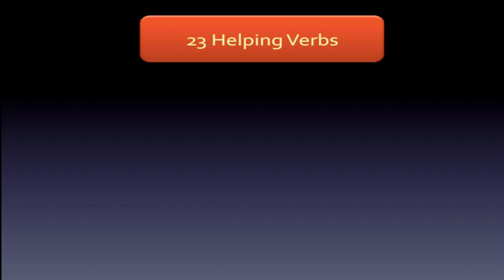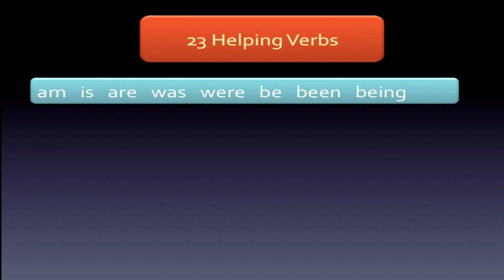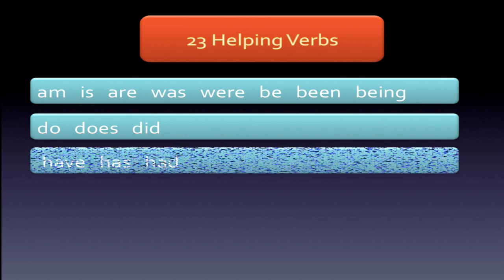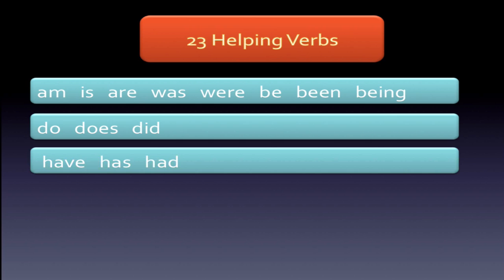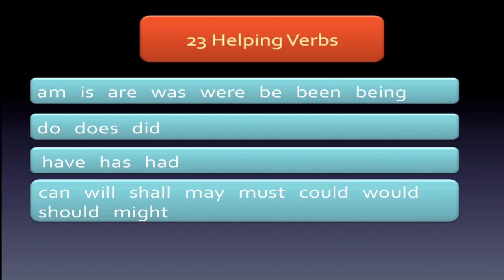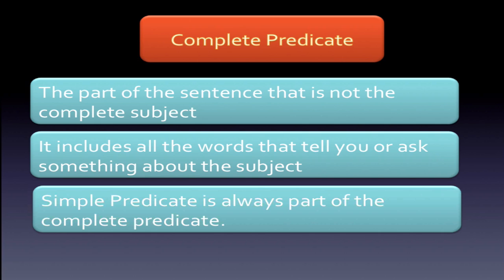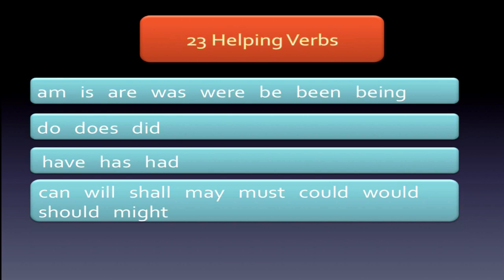All right. There are 23 helping verbs. You need to memorize these guys. 23 helping verbs. Am, is, are, was, were, be, been. All right. Do, does, did, have, has, had, can, will, shall, may, must, could, would, should, might. All right. Now, how do I memorize 23 verbs, Mr. Mo? Easy. All right. Look at the first ones: am, do, have, can, and try to derive the rest of it.